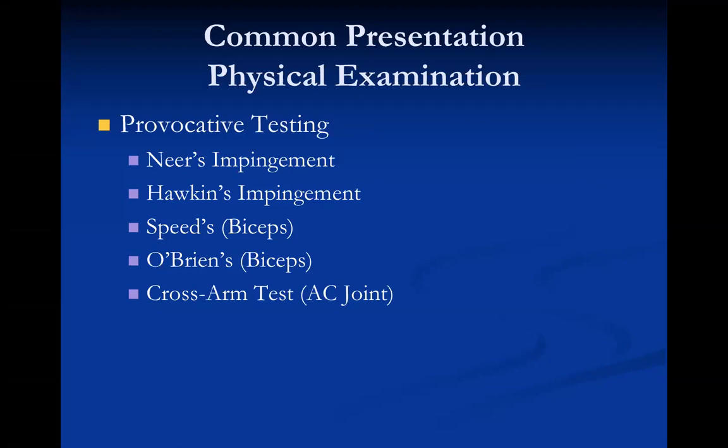Some specific tests, impingement tests, there's a couple of those. Neer's test raises your arm straight up. Hawkins test brings your arm to about a horizontal position and rotates your arm and shoulder forward. Both cause pain when there are rotator cuff issues. Speed's and O'Brien's test, two other tests which are more directed to detecting biceps and biceps labrum issues, and then a cross-arm test, bringing your arm out in front of you and then across your body, will compress the acromioclavicular joint and cause pain there. So both with palpation and with these tests, we can begin to narrow down where the problem is in a sore shoulder.